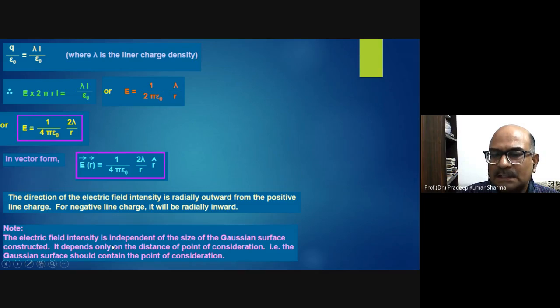Electric field intensity, now please try to note this down. It is independent of the size of the Gaussian surface, because that r value we can define. We can define our own cylinder of any size. So it depends only on the distance of the point of consideration. That is, the Gaussian surface should contain the point of consideration. That is the important part.